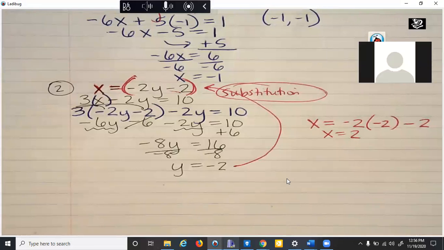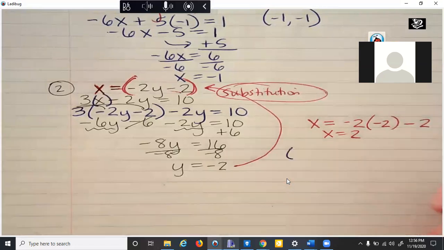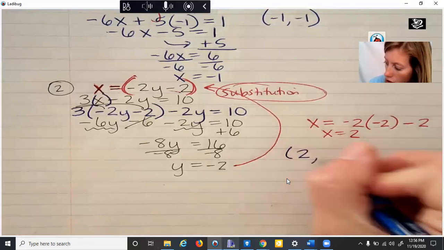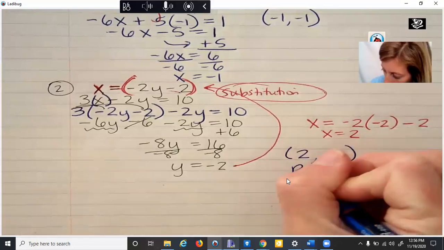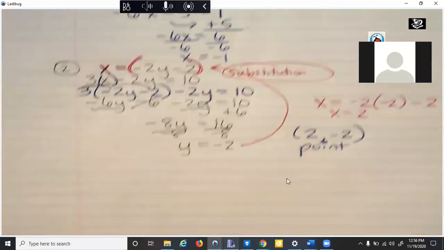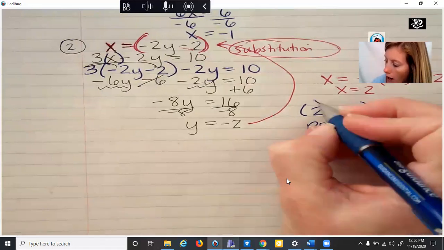Wouldn't it be 2x plus, no, minus 2? It would be 2 comma negative 2. So your answer is a point on these. Your answer is a point, not an equation. Your answer is a point. So 2, negative 2, x comma y.